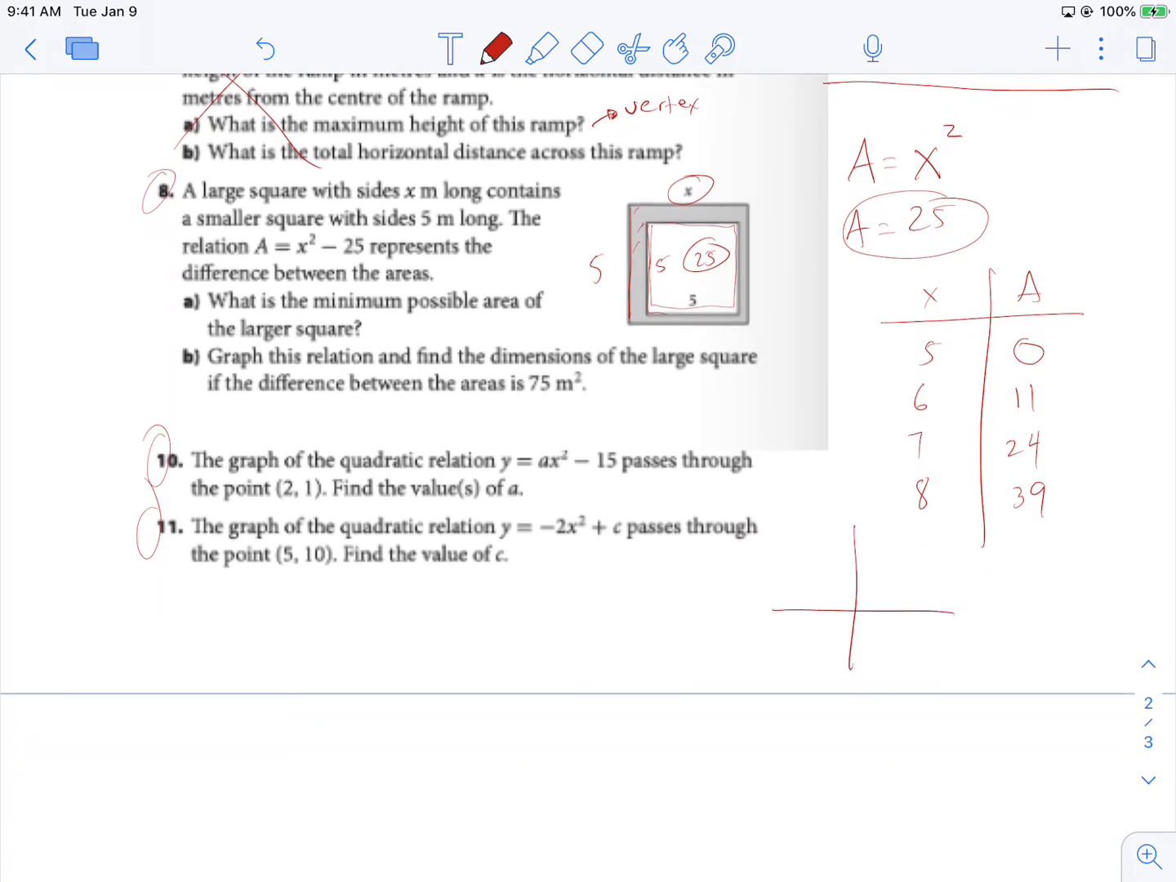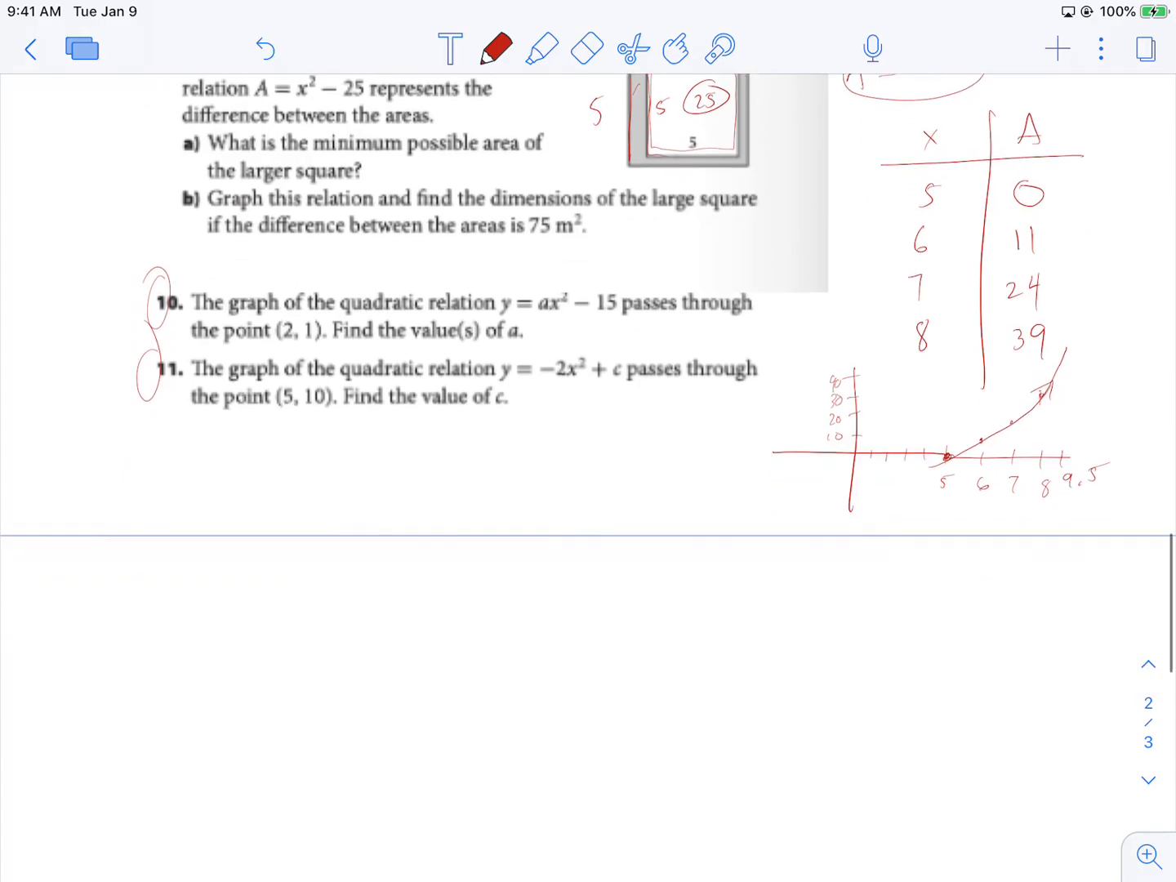So if we drew a little graph here, and we started 0, 1, 2, 3, 4, 5, here's my 5, 6, 7, 8, and we had 10, 20, 30, 40. When x is 5, this thing is at 0. When x is 6, it's at 11. When x is 7, it's at 24. And when x is 8, it's at 39. So you can see it's starting to already curl up. So when does it get to 75? Well, if we continue this graph, probably be around the 9.5-ish mark.